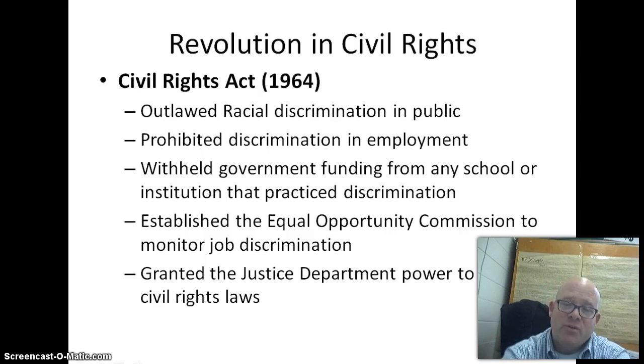It outlaws racial discrimination in public. It prohibited any type of discrimination in employment. It was going to withhold government funding from schools and institutions that discriminated. It creates the Equal Opportunity Commission, which was going to help monitor job discrimination across the United States. And it also granted the Justice Department power to enforce civil rights laws. So it was going to embolden, again, the executive branch to go out and execute laws passed by Congress.